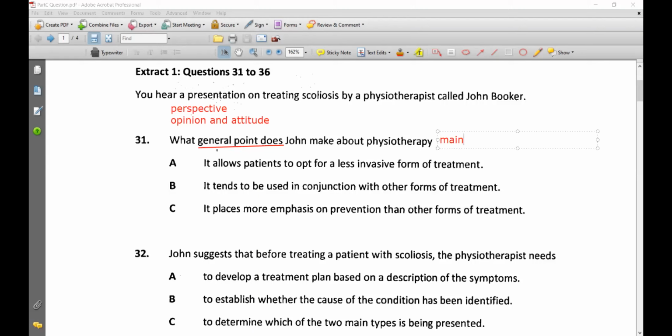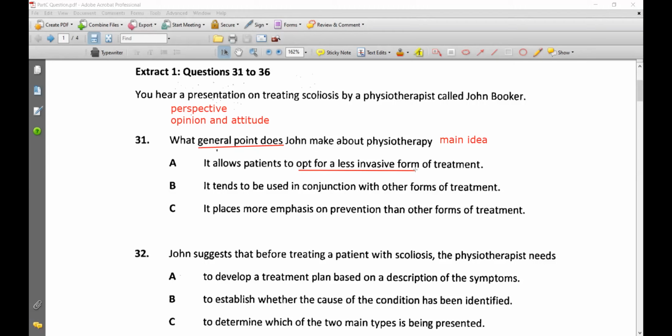This is a main idea question, because he's trying to say what is the point he's trying to make about physiotherapy. Now, if you see the answer choices here, they differ from each other. There is a difference. The first one says it allows patients to opt for a less invasive form of treatment.